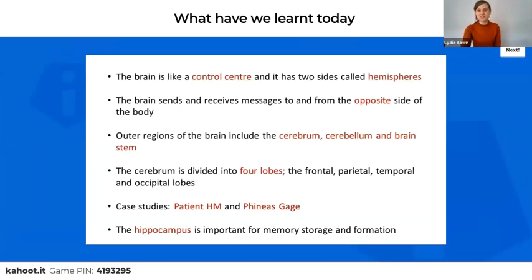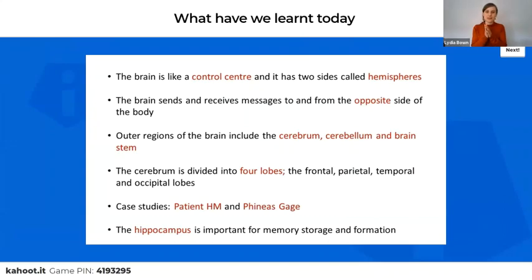Great, so our summary of what we've learned today. We talked about the fact that the brain is a bit like a control center. It sends messages to the body, receives messages from the body, and controls so many different things: speech and language and movement and loads of other things. And it has these two sides called hemispheres.